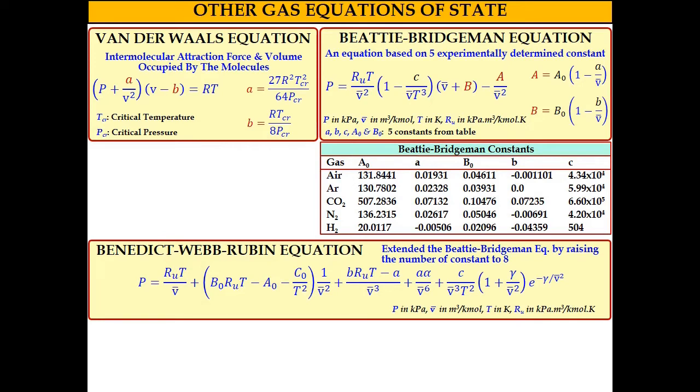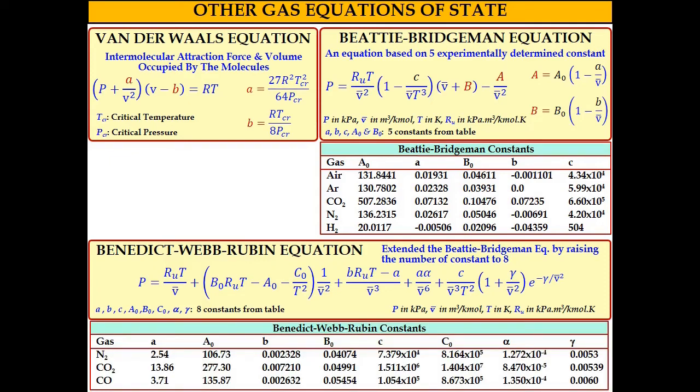So P is in kilopascal, v bar in cubic meter per kilomole, T in Kelvin, Ru in kilopascal cubic meter per kilomole Kelvin, and the values of a, b, c, A naught, B naught, C naught, alpha and gamma are the 8 constants used by the Benedict-Webb-Rubin equation. These 8 constants can be obtained from the specific table for the Benedict-Webb-Rubin equation. This is just an example, so I just provide a few gases for the constants: nitrogen, carbon dioxide, and also carbon monoxide. So this is the Benedict-Webb-Rubin equation constant table.